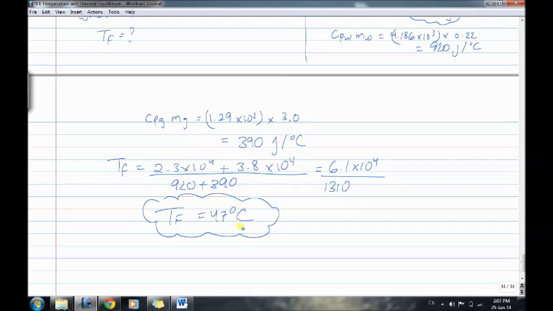So the main thing is that you need to know the givens, and you also need to know the formula, and then you substitute everything. But it has long steps. So yeah, TF will equal 47 degrees Celsius, and that's all. And thank you.